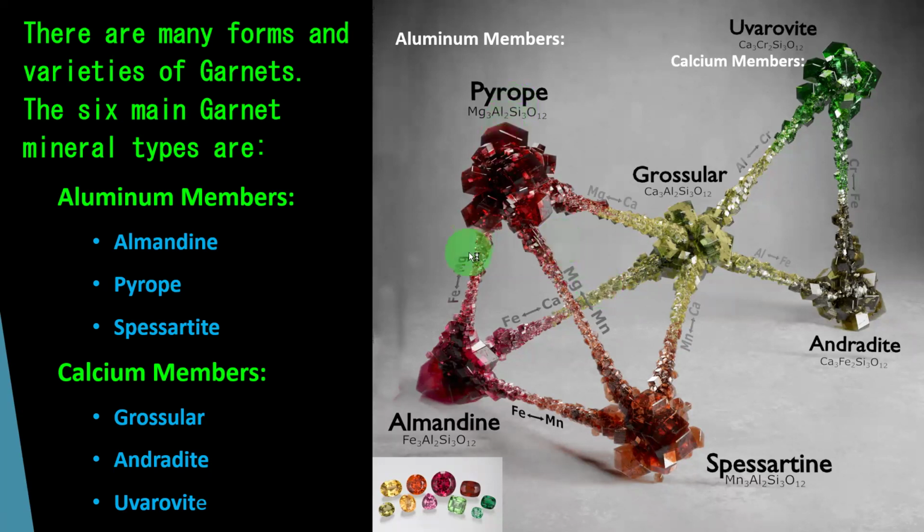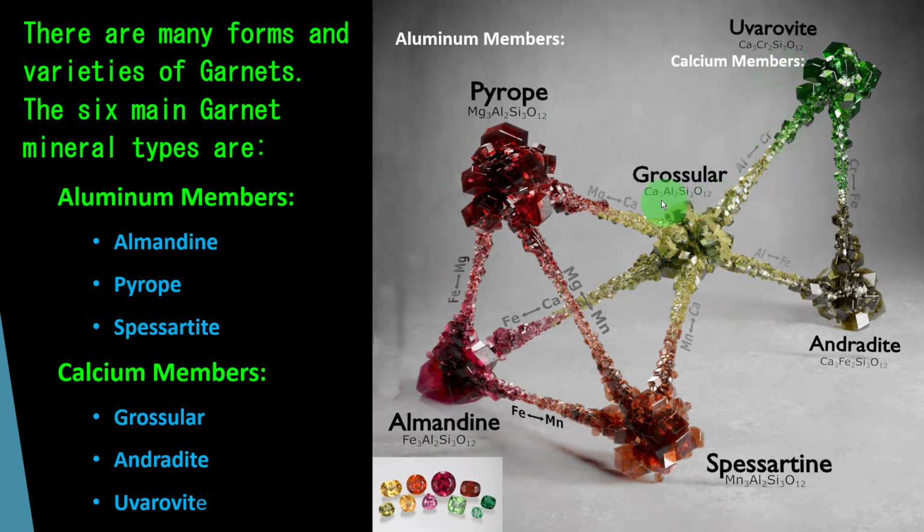In these pyrope, in these 4, aluminium is the common element. Here, magnesium, aluminium, silicate. It is pyrope garnet. Here, iron, aluminium, silicate. Calcium, aluminium, silicate. Manganese, aluminium, silicate. The common element is aluminium. Those are called aluminium members.